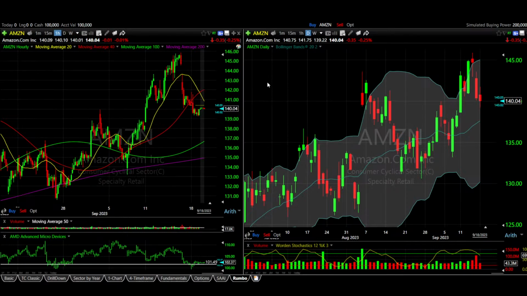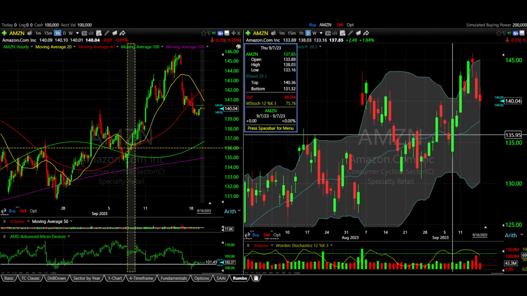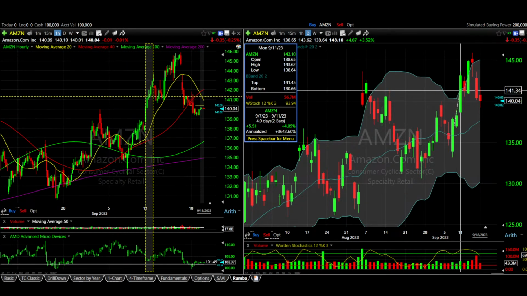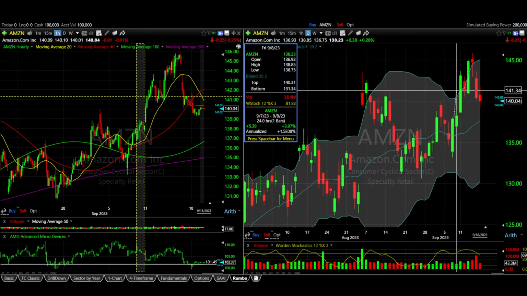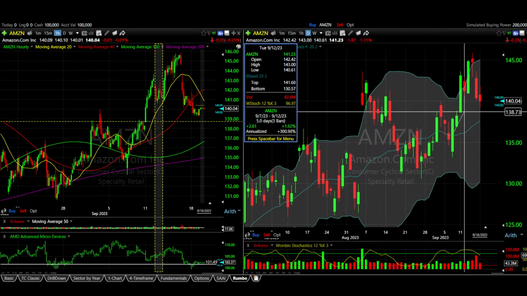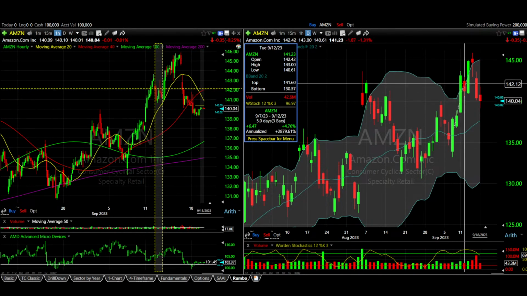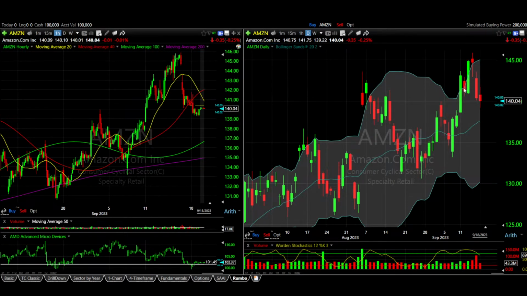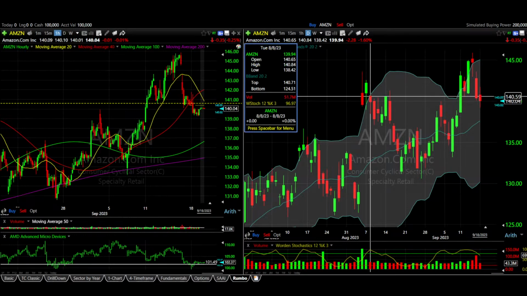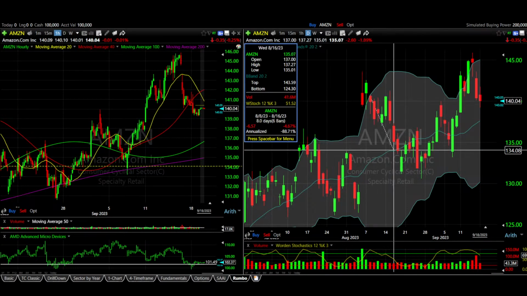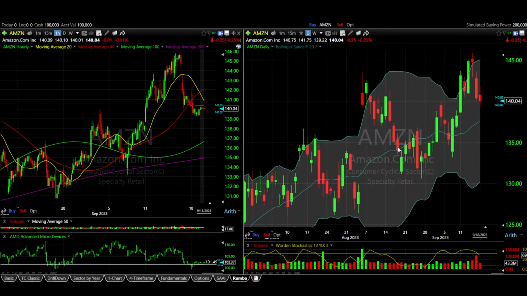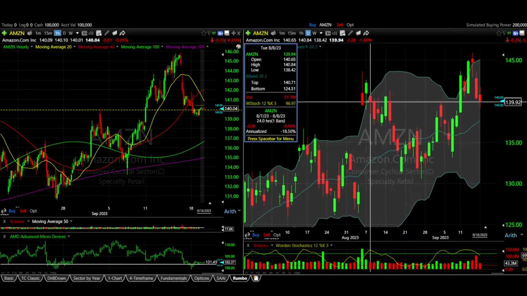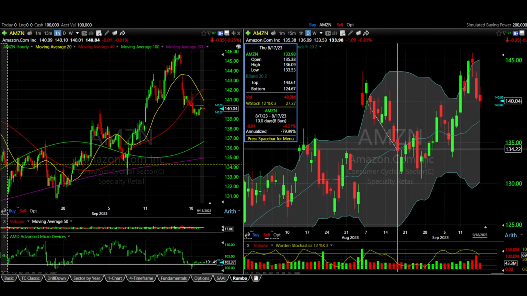Okay, so in Amazon, the stock goes from $135 all the way to $141, a 6-point call using the strategy. Breaks the middle line, goes all the way to the edge, 6-point call. Absolutely incredible. As you can see, it goes from the edge, $140 to $134, so a 6-point put.